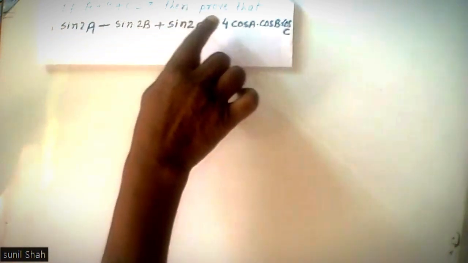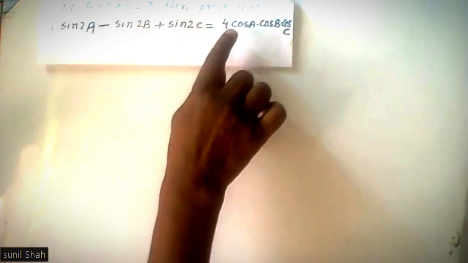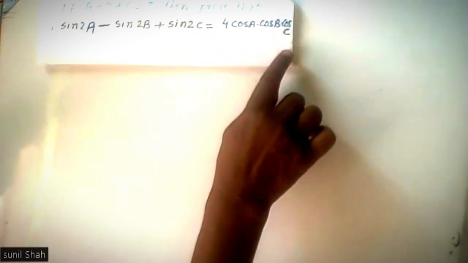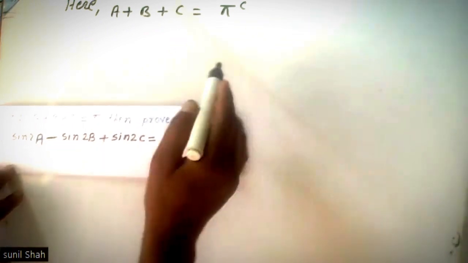We have this question. If a plus b plus c is equal to pi, then prove that sin 2a minus sin 2b plus sin 2c is equal to 4 cos a into cos b into cos c. This is the question. We need to prove this when a plus b plus c is equal to pi. Now we leave some space to write cos (a plus b) is equal to cos (pi minus c), or sin (a plus b) is equal to sin (pi minus c).